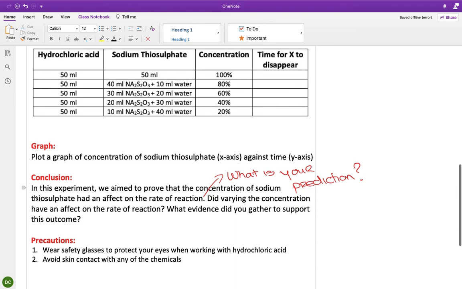Okay, so for the conclusion, you should be able to write, in this experiment, we aim to prove that the concentration of sodium thiosulfate had an effect on rate of reaction. Then I would write, what is your prediction? And answer that question, because that's a prediction, so that's meant to be done before. Then you write, did varying the concentration have an effect on the rate of reaction? Now, we're not going to answer that right now, so leave 2 lines. And then write, what evidence did you gather to support this outcome? And leave 2 lines. Okay?